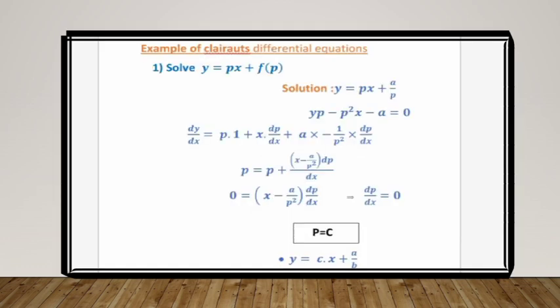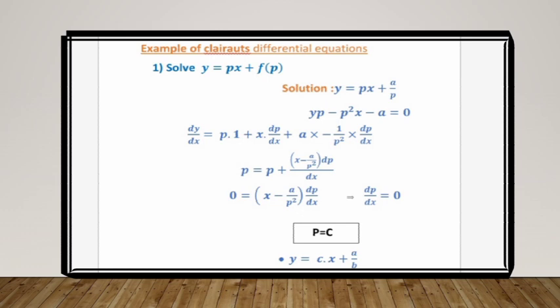Now friends, we take an example of how to solve this Clairaut's equation. Let us see an example of Clairaut's equation. What is the Clairaut's equation? y equal to px plus f of p. And what is the solution of Clairaut's equation? We know that y equal to cx plus f of c. This is the solution of Clairaut's equation.